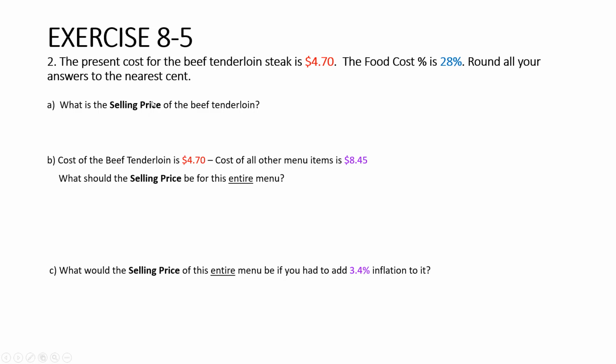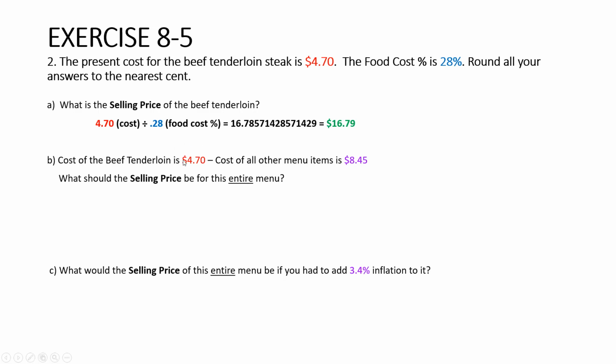If we're looking for the selling price, we have to divide the cost by the food cost percent. So $4.70 divided by 28% gives us a selling price of $16.79. This is the selling price of only the beef tenderloin. So we come down here and they're asking for the same thing. We want the selling price of the entire menu. To do that, we need the cost of the entire menu.